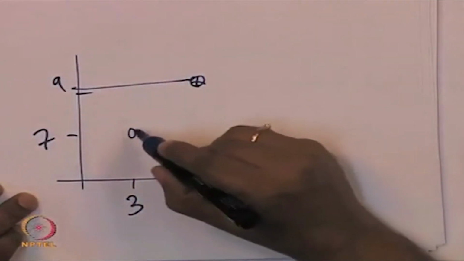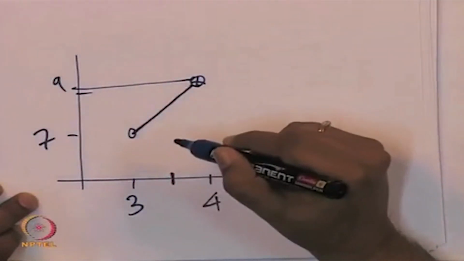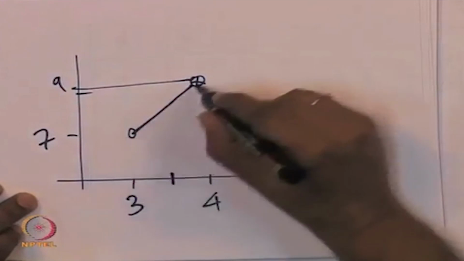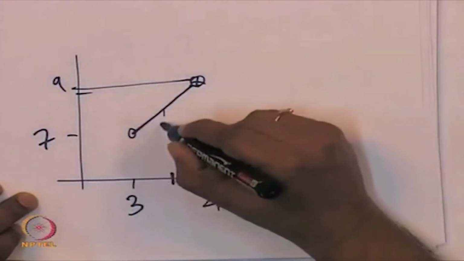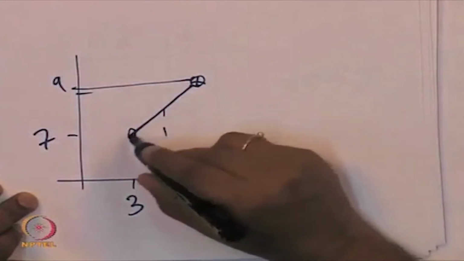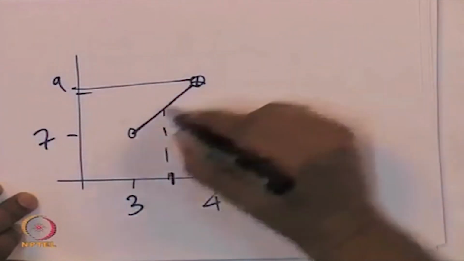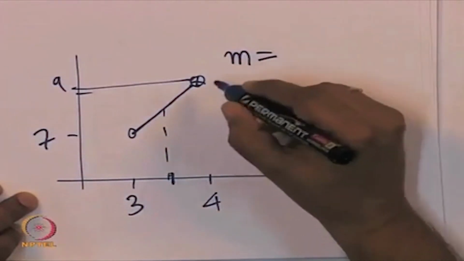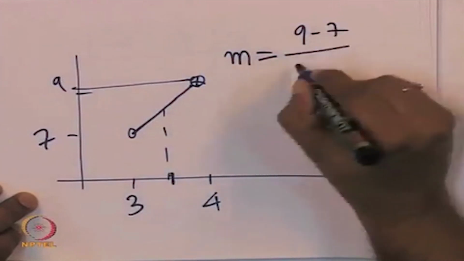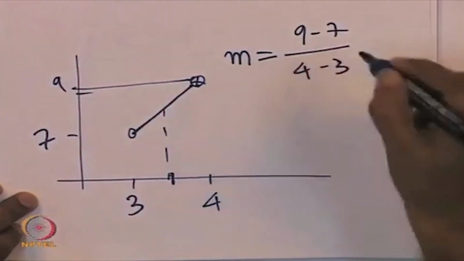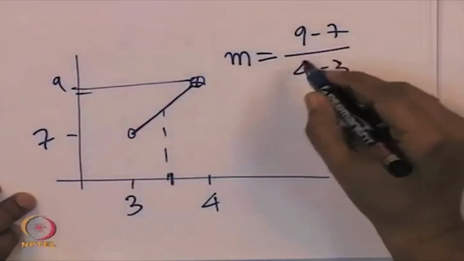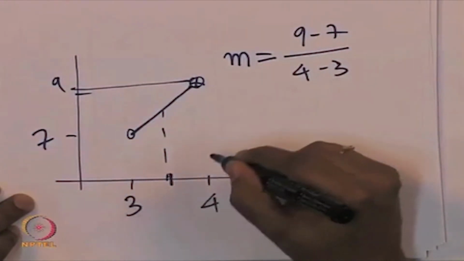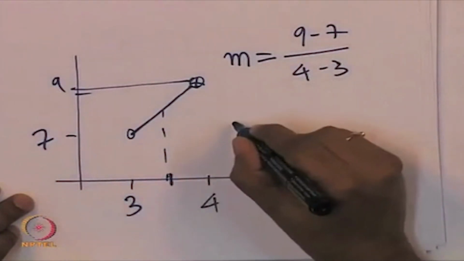The simplest assumption is that it is a straight line between this and this. If I assume this is a straight line, then the value of this can be easily found. This means that the slope of this straight line, m, is dy by dx, that means 9 minus 7 by 4 minus 3. If I know the slope, I can just calculate the new value at 3.5. Let me call this x prime.